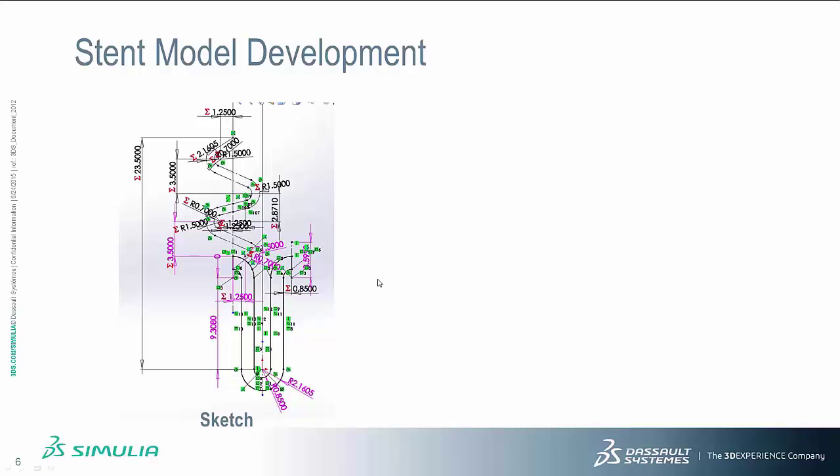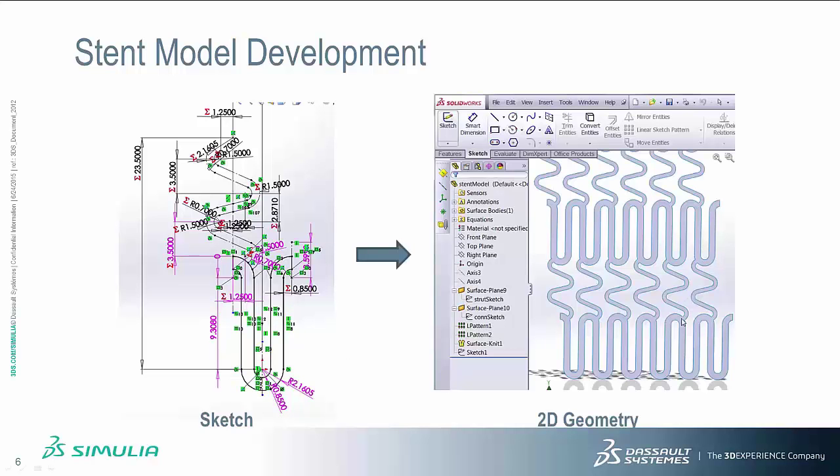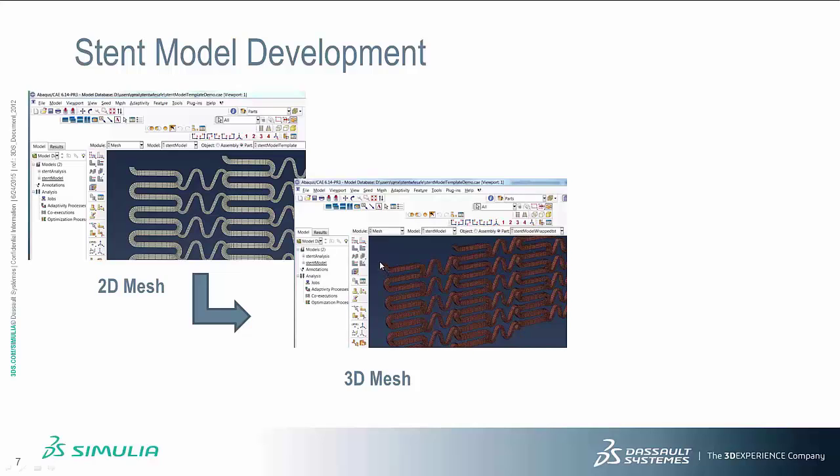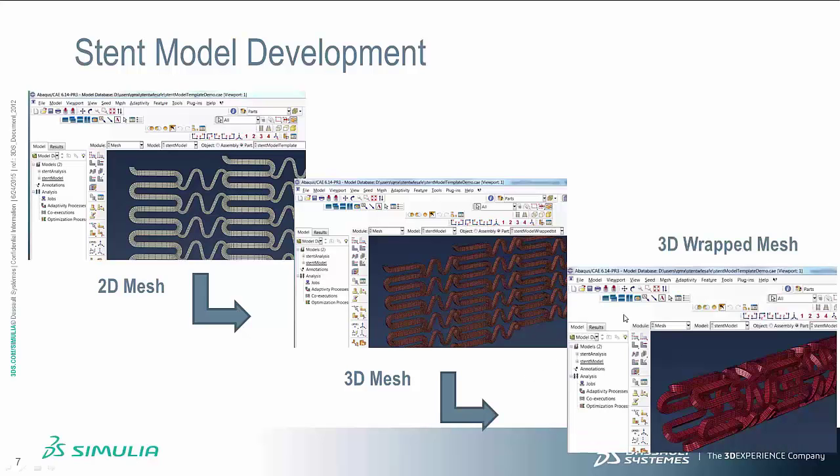So once we have the 2D sketch, it's repeated multiple times to achieve this 2D shape of the stent, and as you can see, this 2D sketch was made in SolidWorks. Once we have the 2D geometry, it's meshed, and the meshing part was done in Abaqus CAE. So the geometry was created in SolidWorks and then imported into Abaqus CAE, and then a 2D mesh is created in Abaqus CAE. That 2D mesh is then extruded, as you can see, along the thickness to generate a 3D mesh, and once we have the 3D mesh of the stent, it's wrapped to create a 3D meshed stent part in Abaqus CAE.